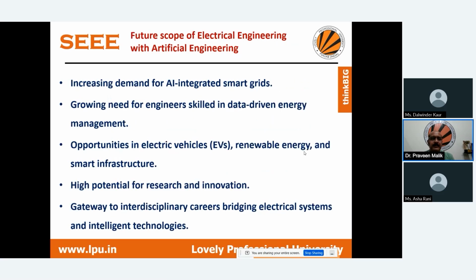Now, as far as the future scope is concerned, there is an increasing demand for AI integrated smart chips. Yes, there is opportunity in electric vehicles also. From the last few years, you might have observed that EV is also based on AI. They want to use renewable energy with the help of artificial intelligence as far as smart infrastructure is concerned. And if you are looking for a career in research and development or research and innovation also, of course, EE with AI is a good choice.